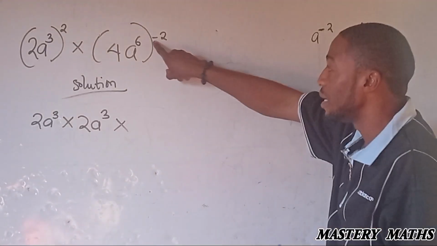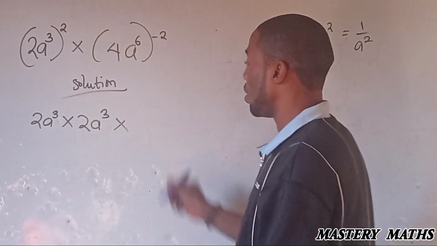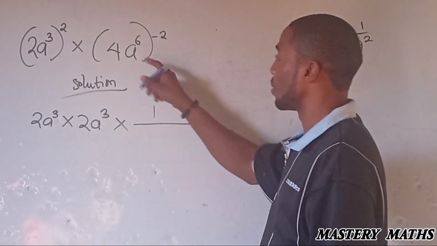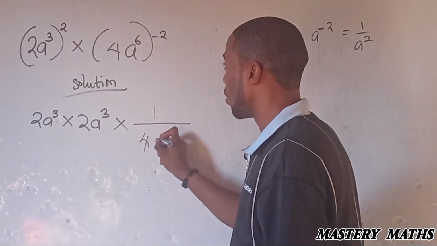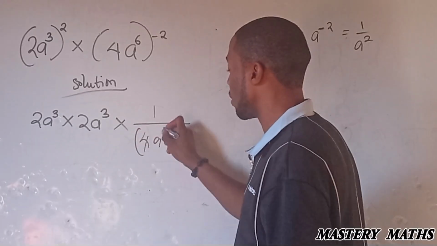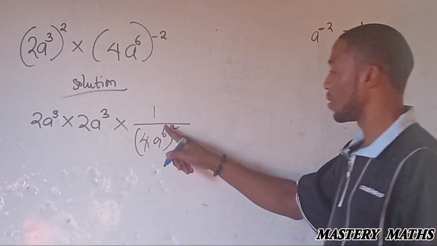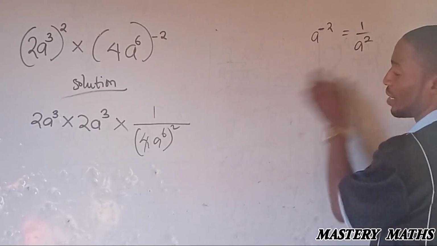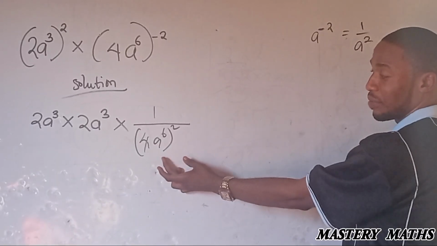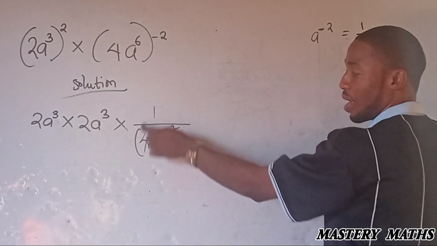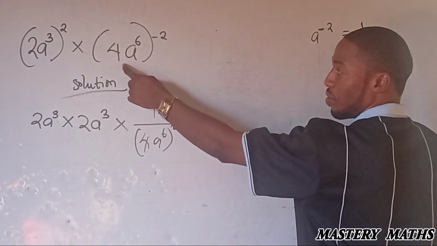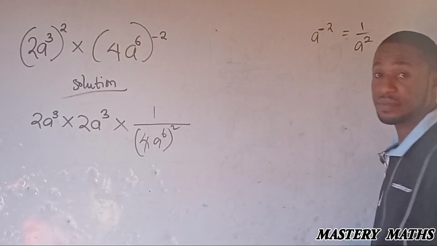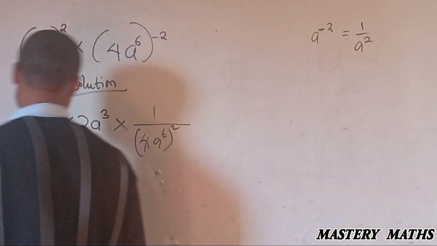So remember, this minus now will change to 1 over. You see it? 4a^6 all squared. The same thing I did here. This minus changes to 1 over, so you have your 4a^6, then you have the square. So having done this, what should be the next thing now?